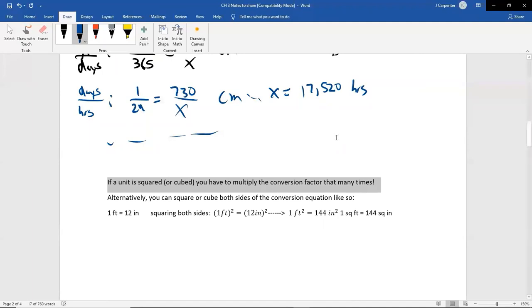So having a feet squared, if you just multiply by that conversion factor one time, you're only going to get rid of one of the feet because you have 2 of them. It's being squared. So the basic idea is you just multiply the conversion factor that many times.